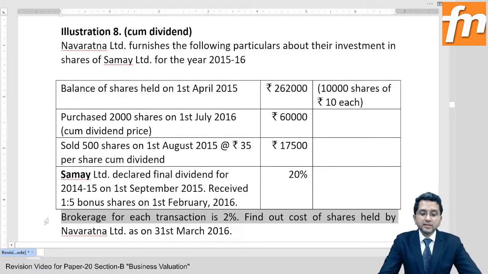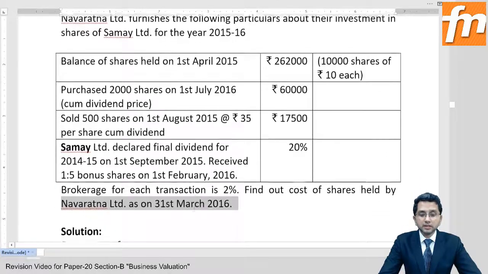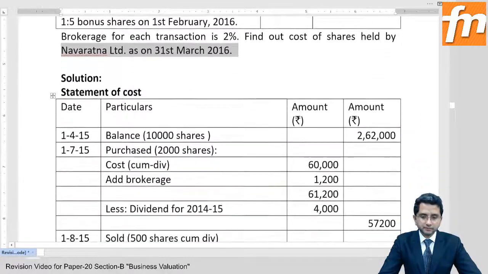Brokerage for each transaction is 2%. Now, brokerage is paid on the purchase price, which is 60,000, and on the sale price, which is 17,500. Find out cost of share held by Navratna Limited as at 31st March 2016. Fine, we'll do it.